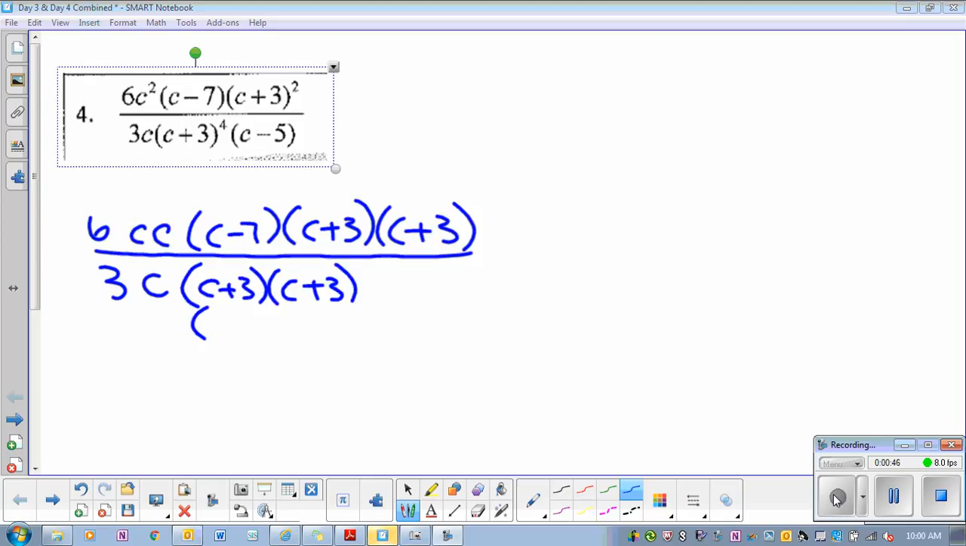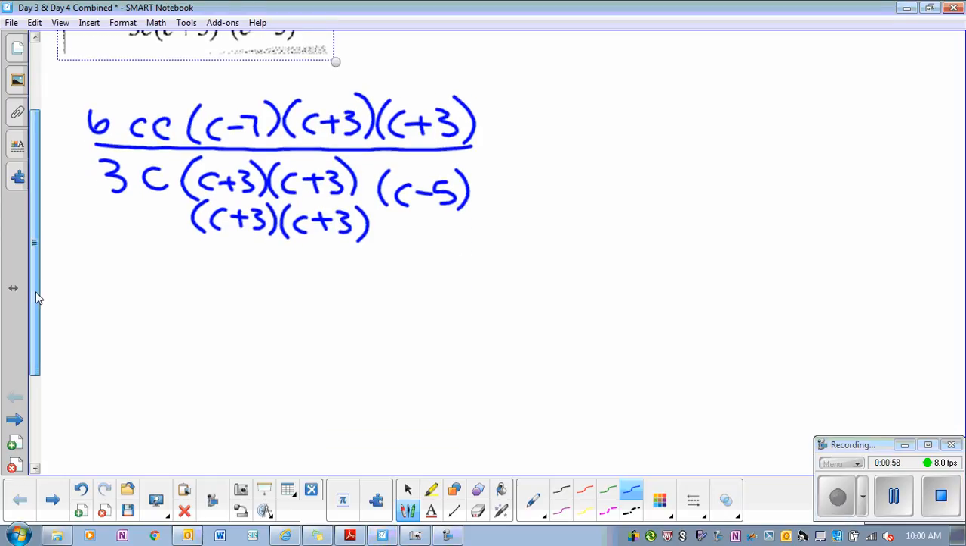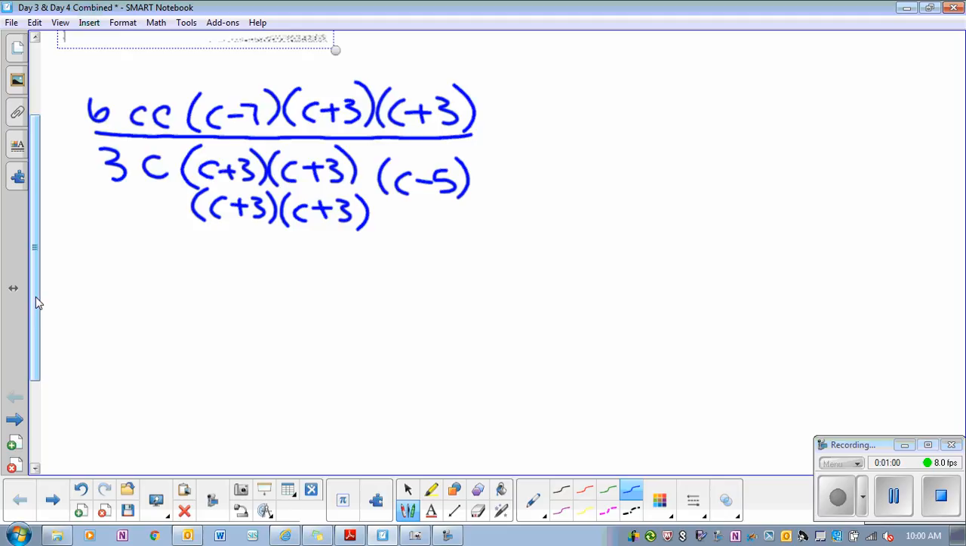You know what? I'm just gonna do this. Overlap. And then c minus 5. Yeah? So now this is the fun part. Cross out the things that are the same on the top and on the bottom, right?